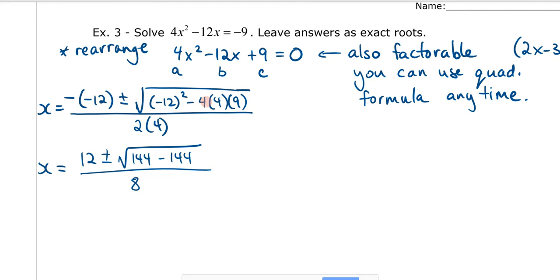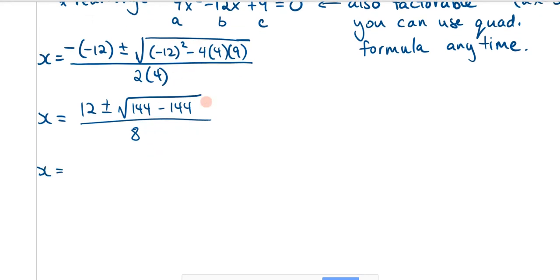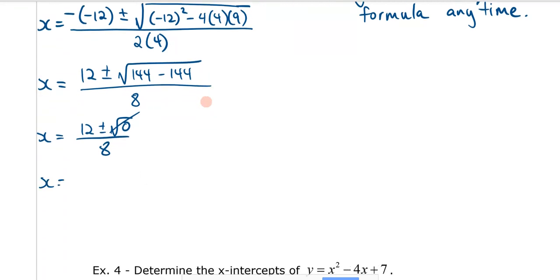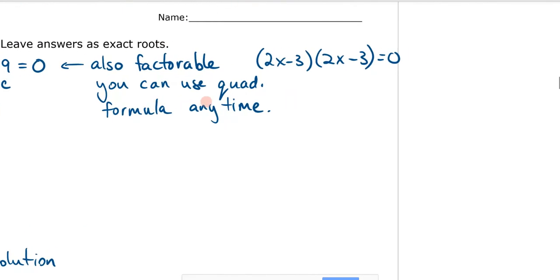And then you notice 144 minus 144 is 0, so x equals 12 plus or minus square root of 0 all over 8. And the square root of 0 is just 0. Okay, so now what happens to the plus or minus? It goes away. Plus or minus 0 doesn't really matter, right? So what x ends up being is 12 over 8, or you can reduce that to 3 over 2. And you only have one solution in this case. Okay, if the inside of your square root sign becomes a 0, you're only going to end up with one solution. And that's exactly what we have here with factored form.